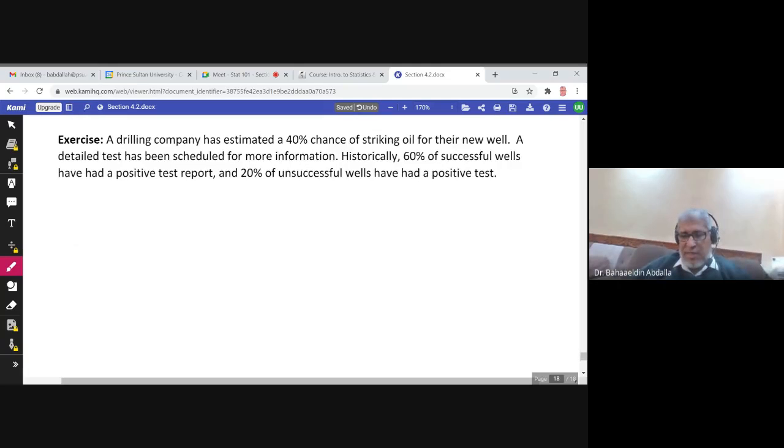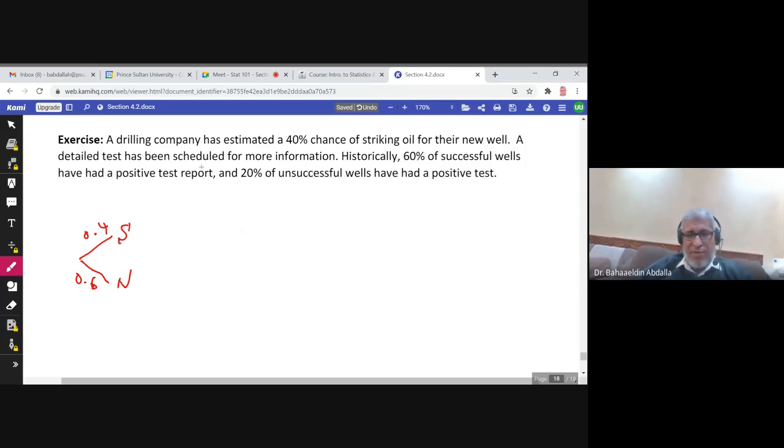The last exercise in the section: a drilling company has estimated a 40% chance of striking oil for their new well. So the company will either strike oil or not. Let us say strike S or not. The probability of striking oil is 0.4. Not striking, of course, would be 0.6.